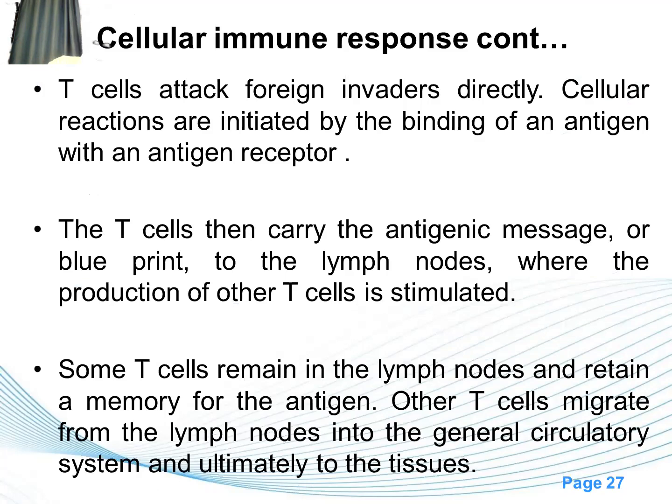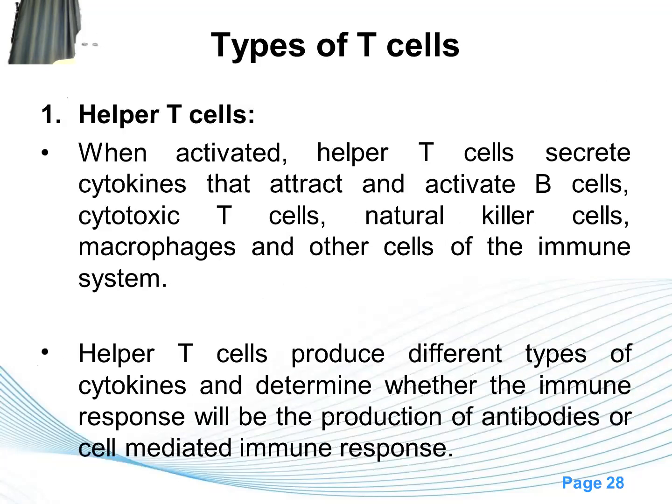So in cellular immunity, the T cells attack the antigens directed. Cellular reactions are initiated by the binding of the antigen with an antigen receptor. The T cells then carry the antigen messenger or blueprint to the lymph nodes, where the production of T cells is stimulated. Some T cells remain in the lymph nodes and retain a memory for the antigen. Other T cells migrate from the lymph nodes into the general circulation and then into the tissues.